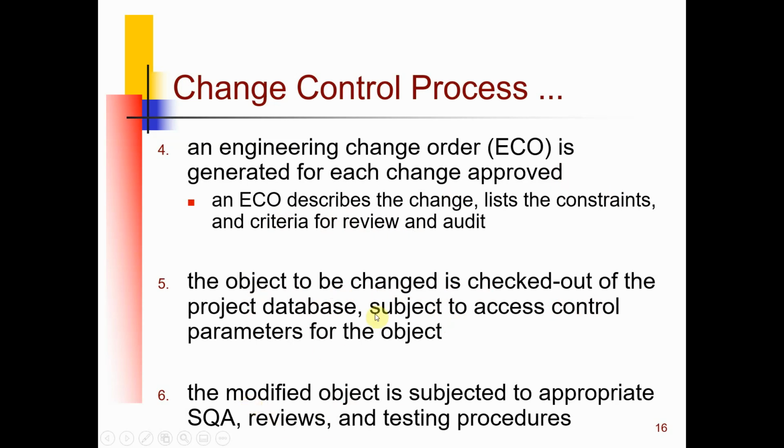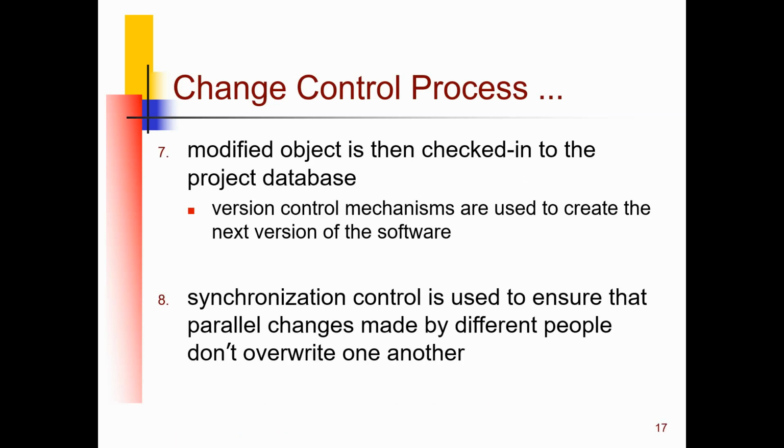And then the object to be changed is checked out from the project database, and then the engineer can work on the checked-out object and make a change to the code, add into the code and so on. And then the modified object, think about the modified code, is subject to appropriate SQA review and testing procedures. So you cannot just check back in, and you need to do some process, testing, review, and SQA in order for you to check back in.